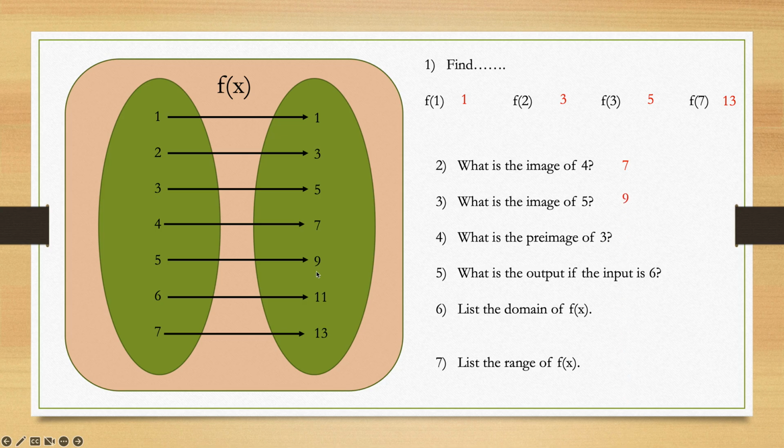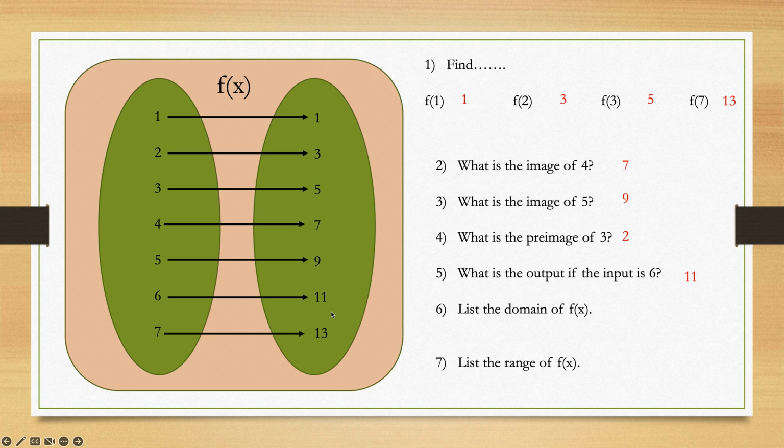Now, pre-image means go backwards. It means start on the right side and go back to the left side. What's the pre-image of 3? In other words, 3 is now an image. What did you start with to get the 3? That's 2, right? Here's the 3. The pre-image is 2. So images go left to right. Pre-images go right to left. What's the output if the input is 6? So there's the input of 6. The output is 11. All we're doing is getting comfortable with terminology here.